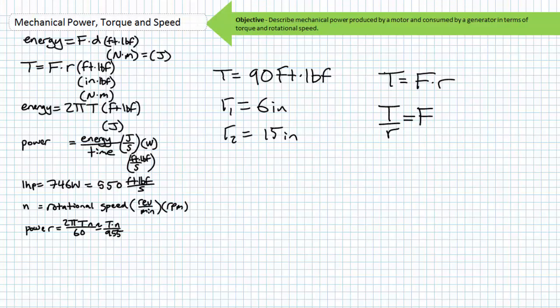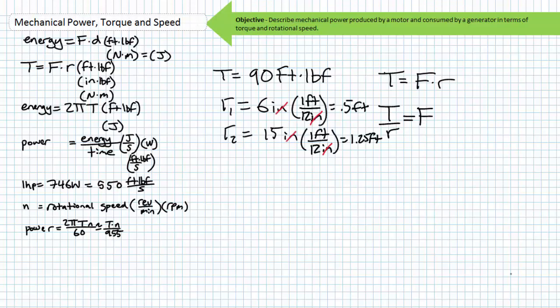Solving for force, we obtain the equally valid relationship T over R equals F. The only thing stopping us from launching this rocket is a simple unit conversion. Notice the desired torque value is expressed in units of foot-pounds force, and the length of our wrench is expressed in inches. We need to convert the length of these wrenches from units of inches to units of feet.